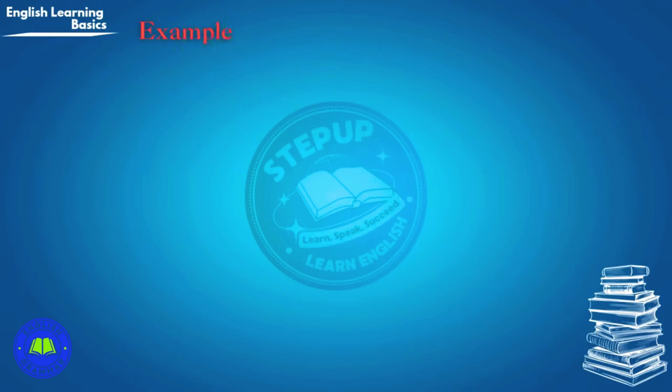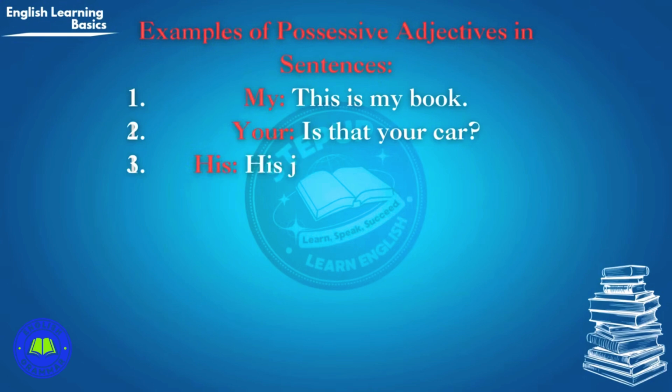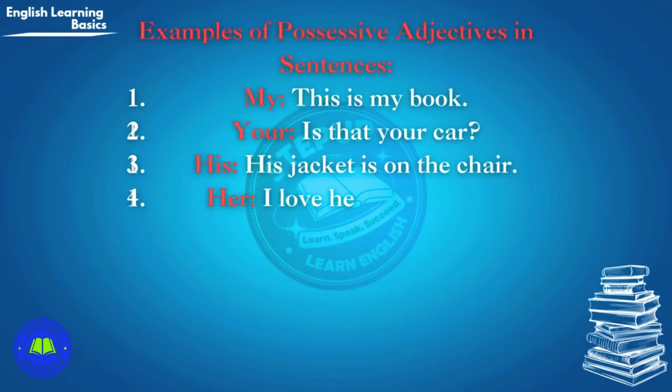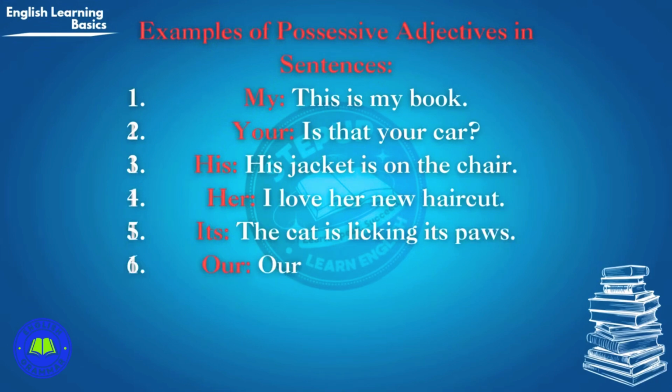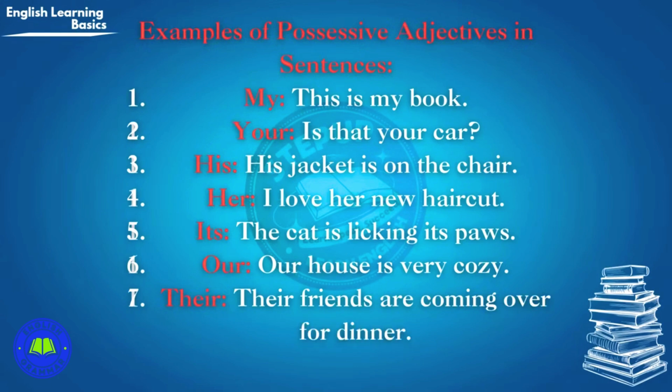Here are examples of possessive adjectives in sentences. 1. My. This is my book. 2. Your. Is that your car? 3. His. His jacket is on the chair. 4. Her. I love her new haircut. 5. Its. The cat is licking its paws. 6. Our. Our house is very cozy. 7. Their. Their friends are coming over for dinner.